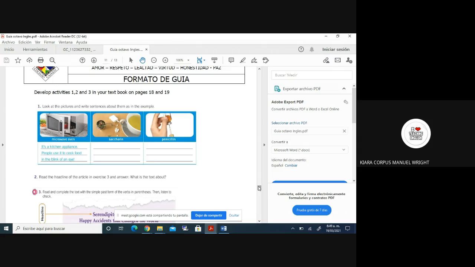Hay tres objetos que inventaron. Van a colocar una descripción corta, como en este ejemplo de microwave oven. It is a kitchen appliance. People use it to cook food in the blink of an eye. So the saccharin, you're going to look up information and write something very short about the saccharin. And the same with the penicillin, okay? That is what you're going to do there.